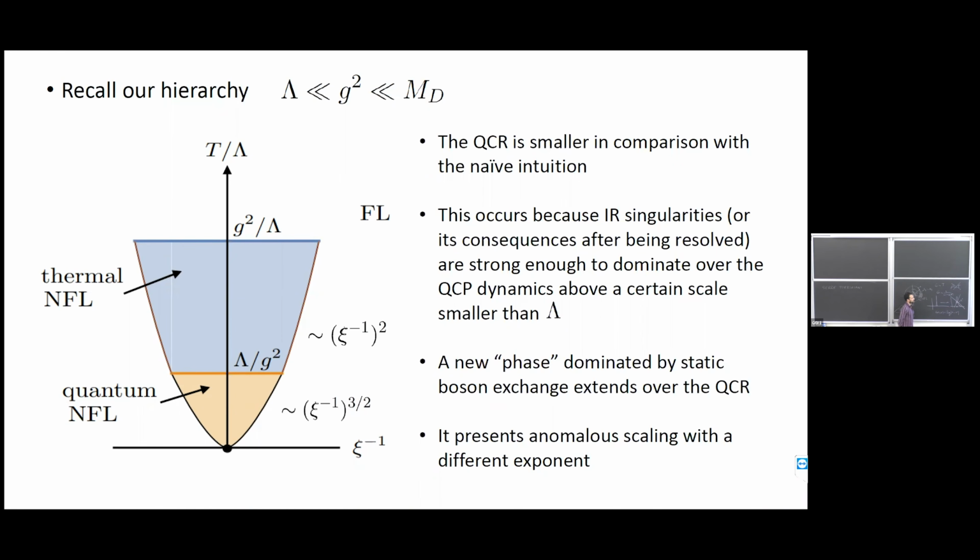So below this lambda over g squared scale, there's a new Fermi liquid, which we call thermal Fermi liquid. And of course, the lateral crossovers will go with the corresponding dynamical exponents in each.